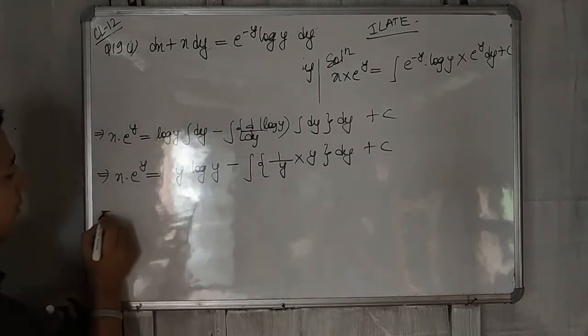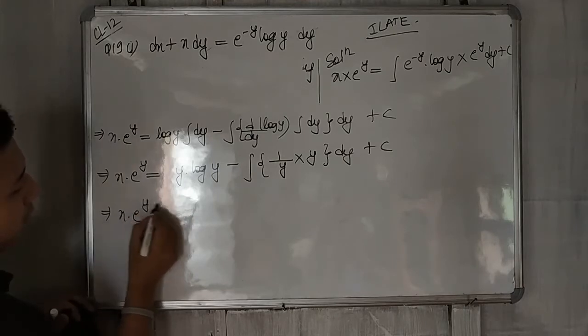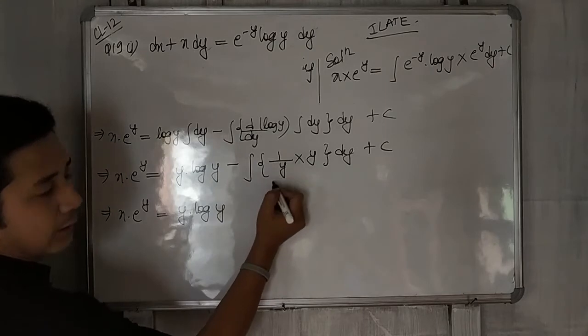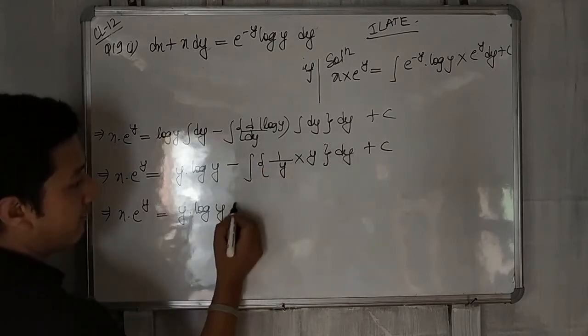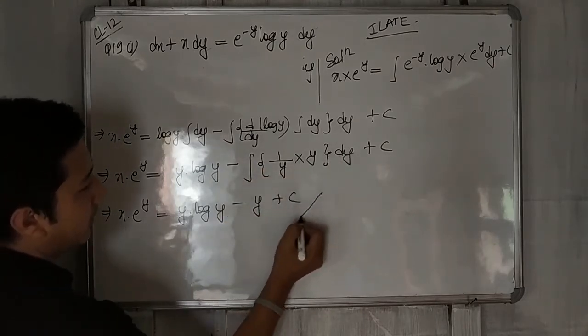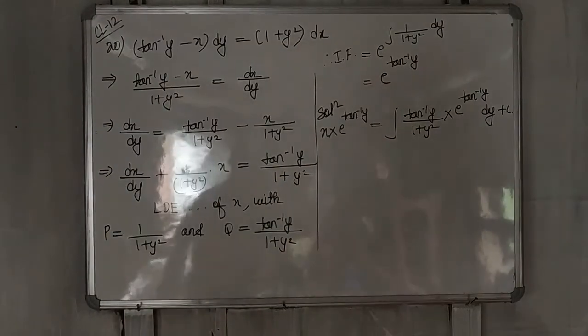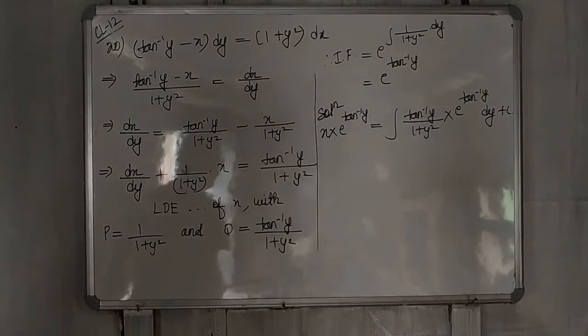Y cancels out, so x into e to the power y is equal to y into log y gone, so integration of dy is again y plus c. So this is our final answer. Okay, so pause the video and note it down. Alright, let us proceed with question number 20.